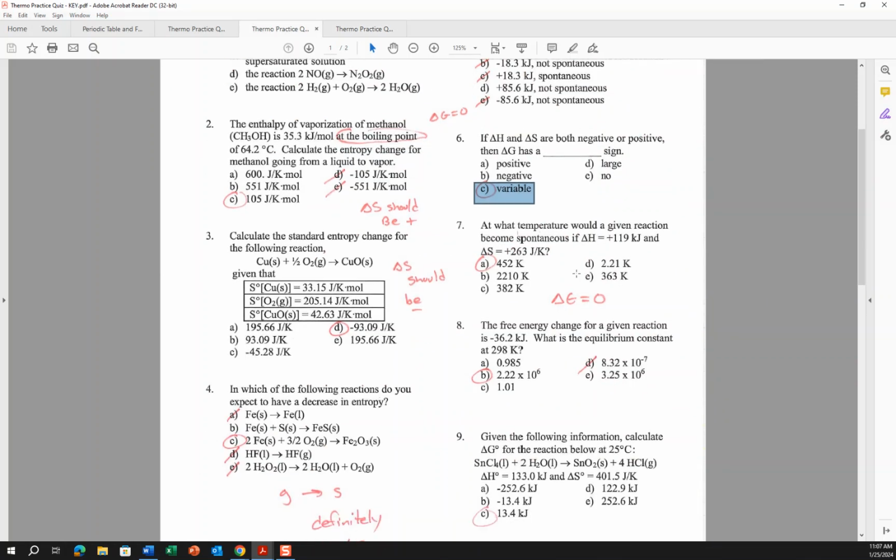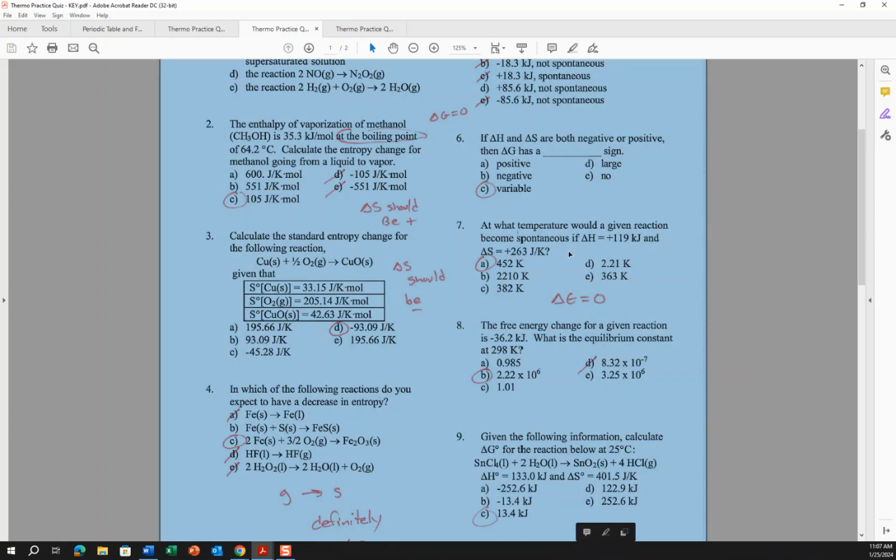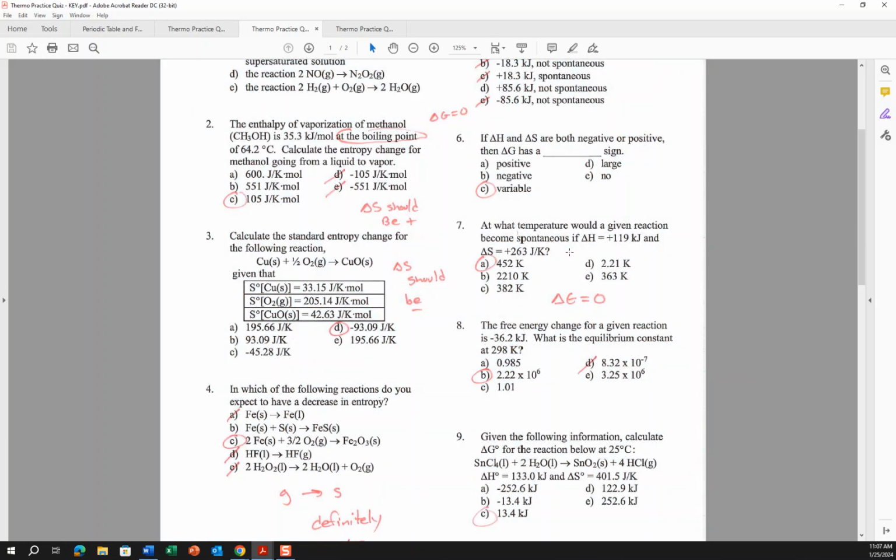All right, so number 7, at what temperature would a given reaction become spontaneous if delta H is positive 119 and delta S is positive 263? So this is a positive positive combo. So the reaction is going to become more spontaneous as temperature increases. But they want to know at what temperature it will become spontaneous. So they want to know the temperature tipping point, and that's where delta G equals 0.